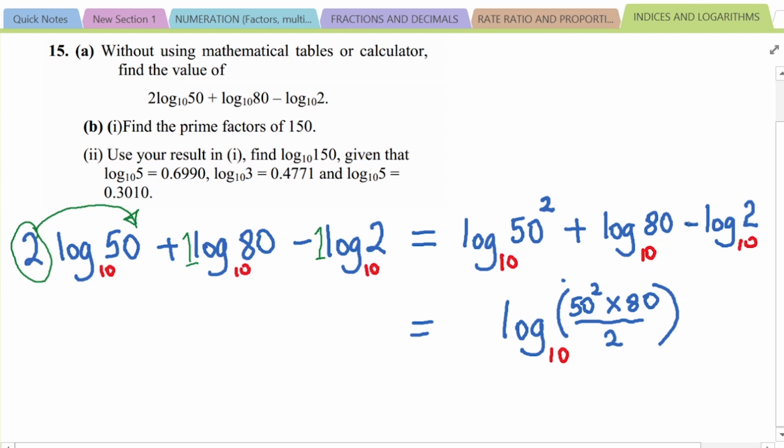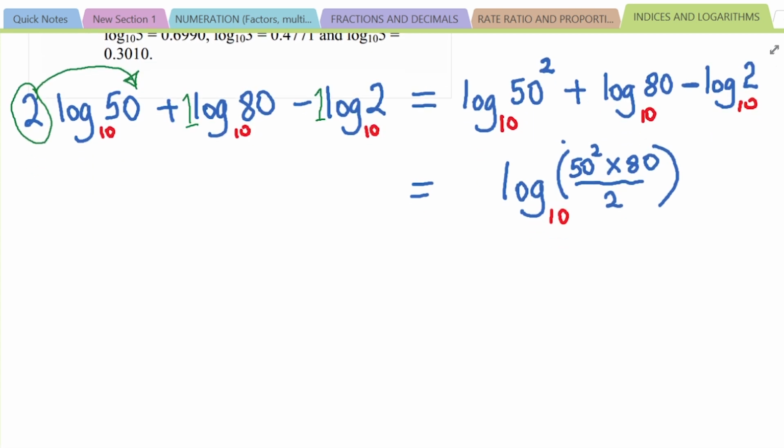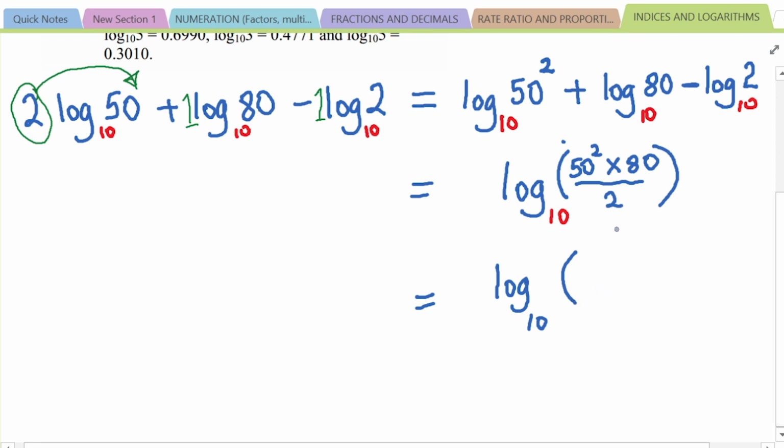We divide by 2 because of this minus 2. So what we shall end up with, this is going to become the logarithm of these numbers to the base 10. When we punch all that in our calculator, we end up with 100,000.